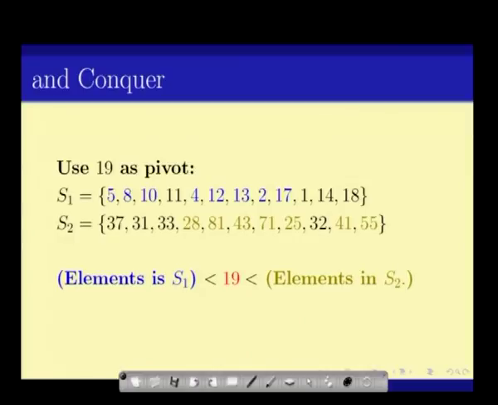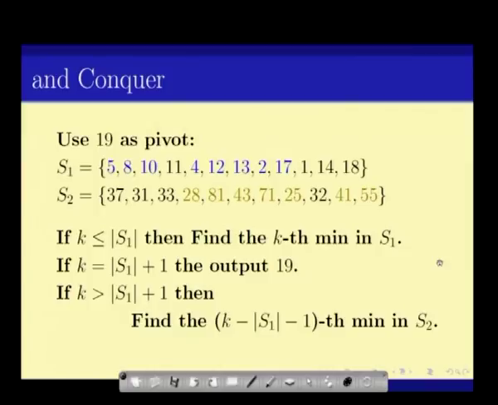Note that S1 and S2 have this property that all the elements in S1 are less than 19 and all the elements in S2 are greater than 19. So, if we are looking for the kth minimum and if k is less than the size of S1, then clearly the kth minimum must be found inside S1, because the number of elements less than 19 is more than k. So, we do not have to look at S2 at all.